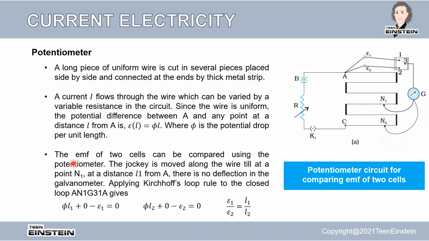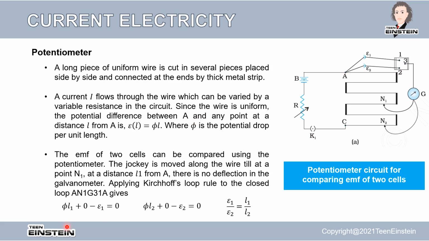So that's what we have to do. The jockey is moved along the wire till a point N1 at a distance L1 from A. There is no deflection in the galvanometer. Applying Kirchhoff's loop rule to the closed loop AN1G31A, this is the circuit AN1G31A.